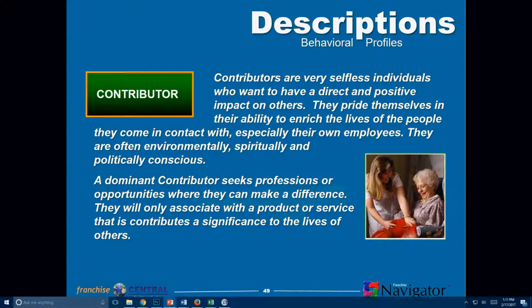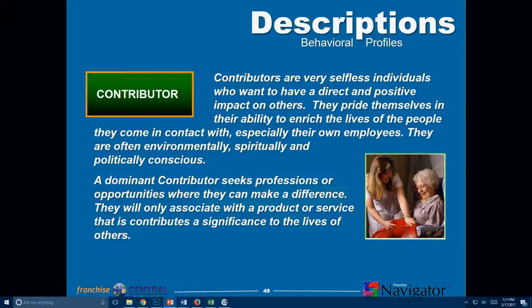Now, that translates to leadership. Somebody with a very high contributor score will do everything they can for their employees. We've even seen it go as far as education and health benefits, because they have an incredible amount of empathy. They're often environmentally, spiritually, and politically conscious. They know what's going on around them. And they're not going to get involved in any kind of business that doesn't have a direct impact.